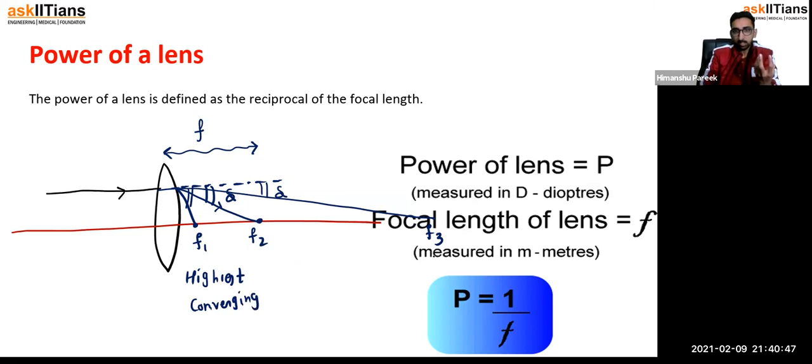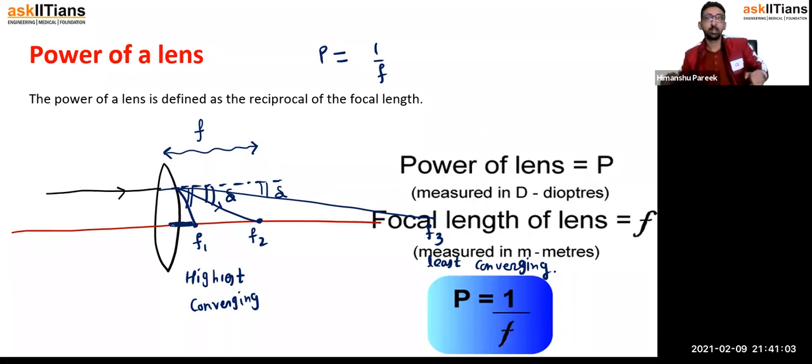And in the third case, it has the least converging power. So actually, if you see what is happening, then power is coming from the inverse of focal length. So if less is the focal length for a lens, the converging power is more. And if more is the focal length for a lens, the converging power is less. So that's what the power of a lens means, right? So it basically defines the convergence.